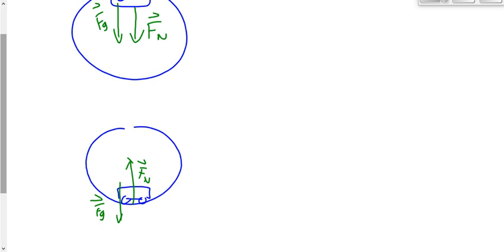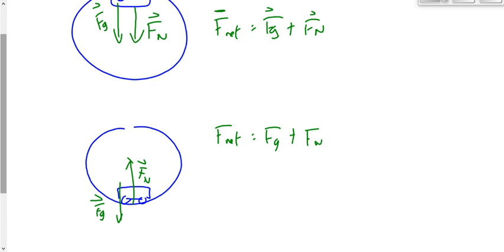All right, so next step, once we have free body diagrams drawn, this goes back to last unit. We did it literally 100 times or more in our last unit. What's the next step? F net equals the sum of the forces. In this case, F net is equal to Fg plus Fn. And in this case, F net is equal to Fg plus Fn, whether you're talking about the top of the circle or the bottom of the circle.